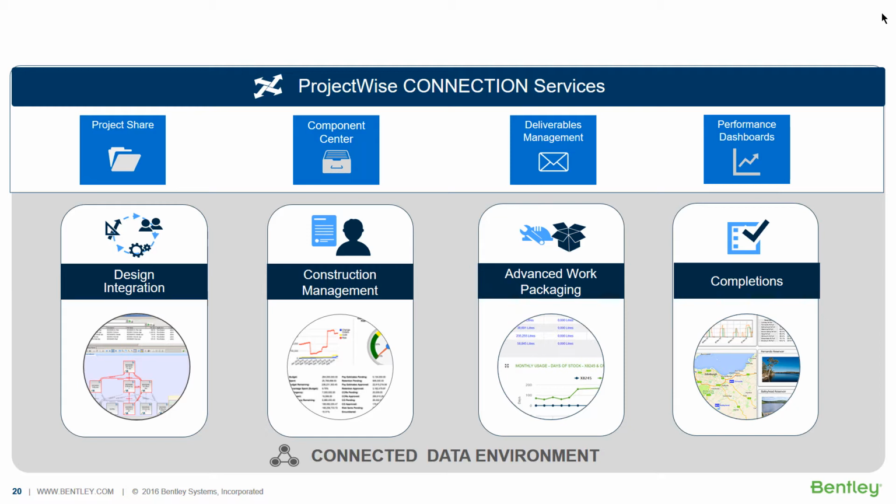So there's Project Share, which is sort of like Dropbox or Google Drive for your projects. You can store DGNs and videos and JPEGs and point clouds and everything else up on Project Share. The Component Center allows us to share parametric cells. You can manage your deliverables from here, so you can set this is our 30% package or 60% package.